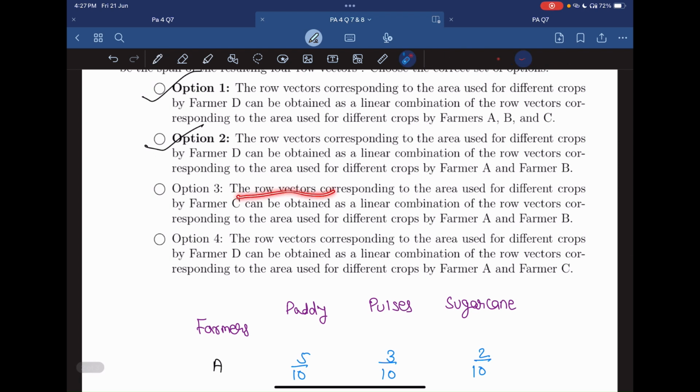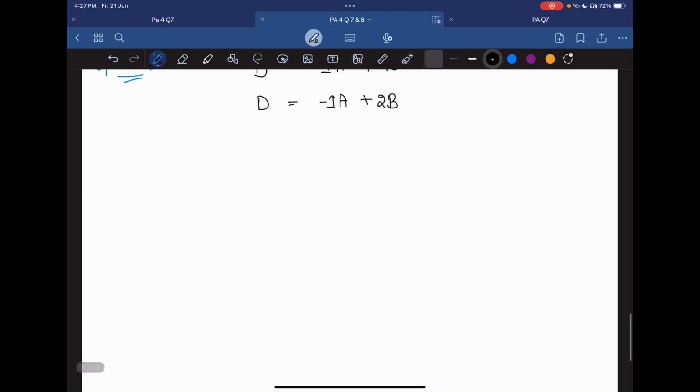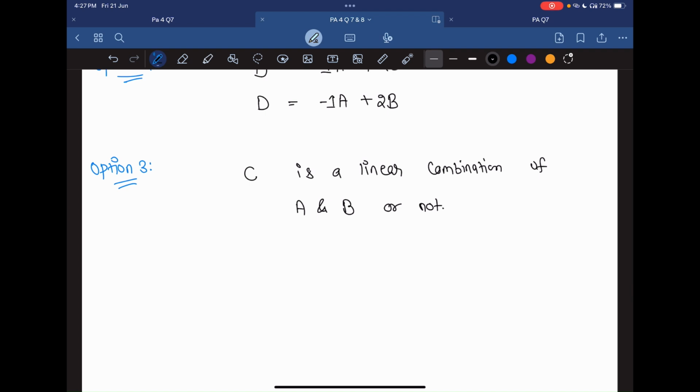Option 3. The row vector corresponding to the area used for different crops by farmer C can be obtained as a linear combination of the row vectors corresponding to the area used for different crops by farmer A and B. Now here, in option 3, we need to check whether vector C is a linear combination of A and B or not. So that's what we need to check.